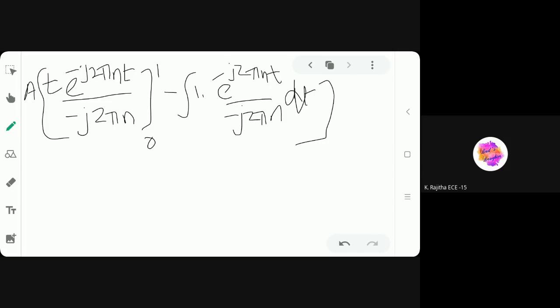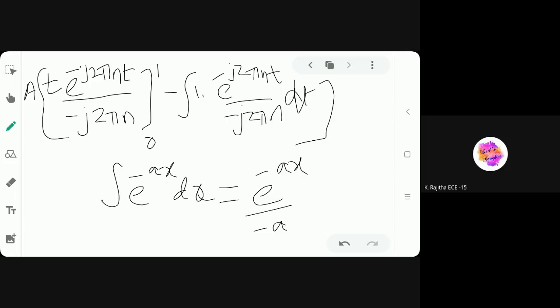Yes, understood ma'am. If you have e power minus ax, what is the integration of e power minus ax dx? Its integration is e power minus ax with respect to x, and ax integration is minus a. In the similar manner, e power minus j 2 pi nt, its integration with respect to t is e power minus j 2 pi nt by minus j 2 pi n. T derivative is 1.